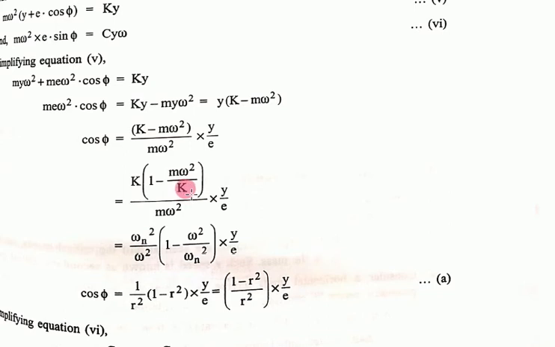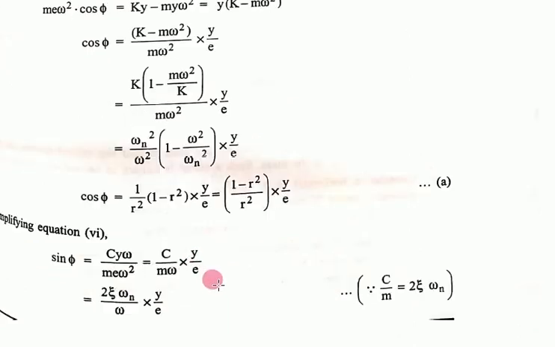because here k upon m is equal to omega n square. Okay, so here we can say k upon m is omega n square, and omega n square upon omega square will be here, so into y upon e. Now finally cos phi is equal to, if we convert this into r, then we have the equation 1 upon r square into (1 minus r square), where omega upon omega n is r, into y upon e, and finally we got this equation.